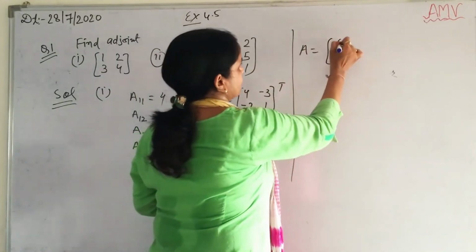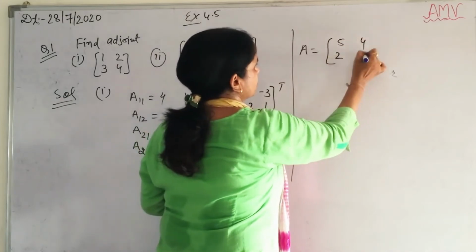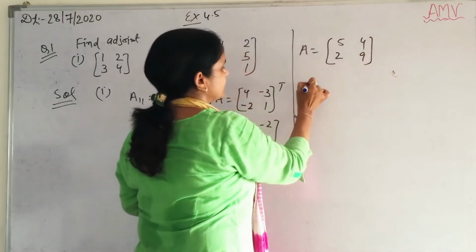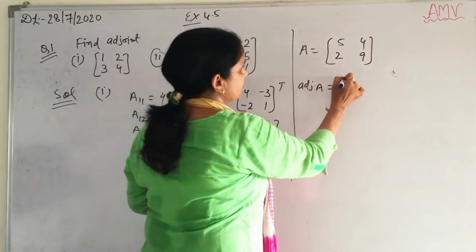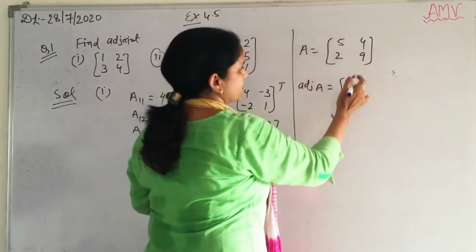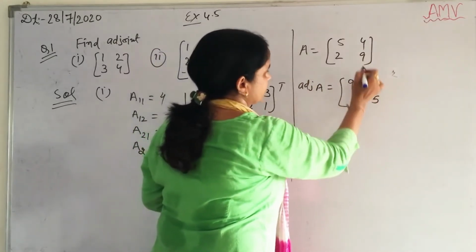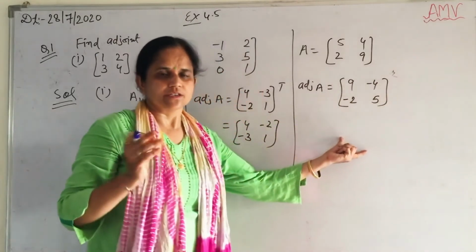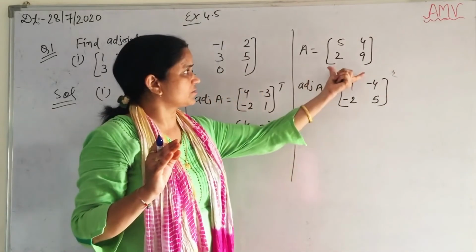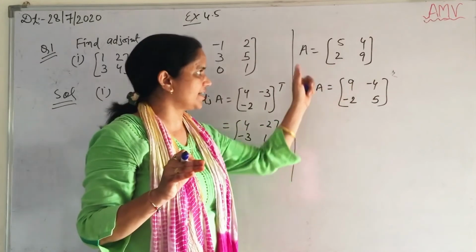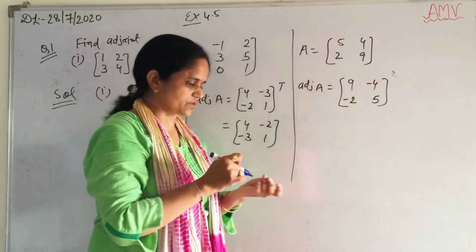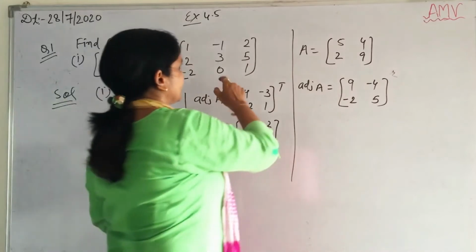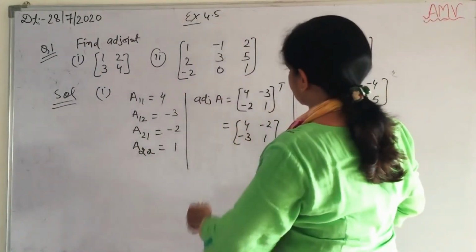Suppose A is equal to 5, 4, 2 and 9. Then the adjoint of A: interchange these elements. So 9 and 5, and minus 4, minus 2. Okay. So for a 2 by 2 matrix, find the adjoint directly. Okay student, and now for the next, the 3 by 3.